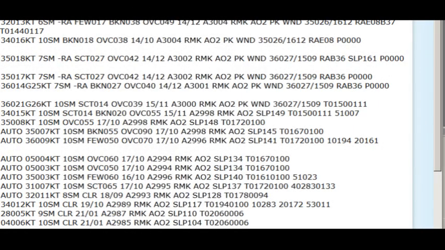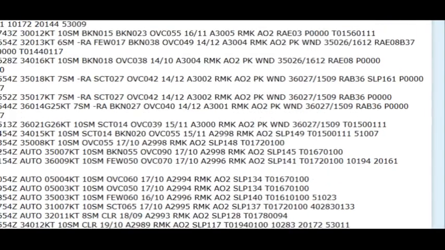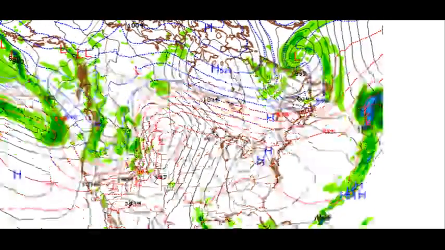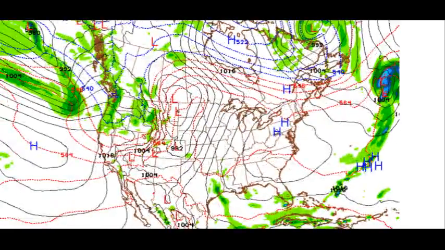Let's check out what we've got going on with the data. And there we go. We've got some weather out in the western U.S. And yeah, look at that. Just a big frontal system out across the Rockies, the Great Basin, into the southwest. So probably by now you're familiar with this pattern.